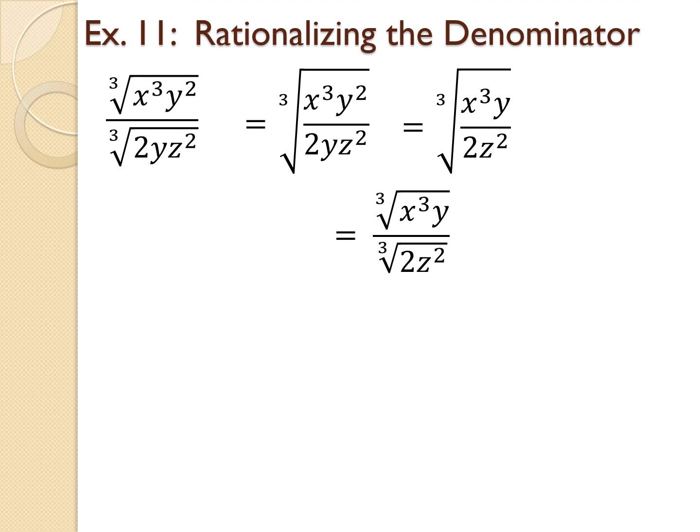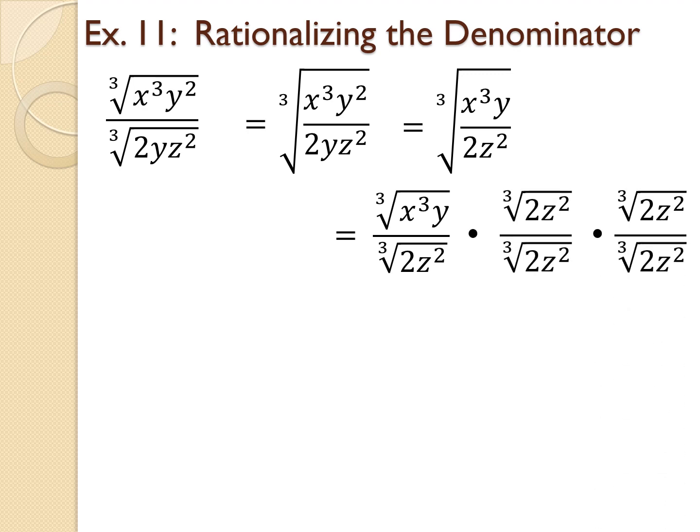So if I multiply the bottom by 2z squared cube roots, I've got to multiply the top by those 2z squared cube roots. There it is. And it's always the denominator over the denominator, because again, that's 1. So I rationalize with cube root of 2z squared over cube root of 2z squared times cube root of 2z squared over cube root of 2z squared. So now they're all cube roots, so I can multiply them. So that becomes 4x cubed y z to the 4th all over 8z to the 6th.